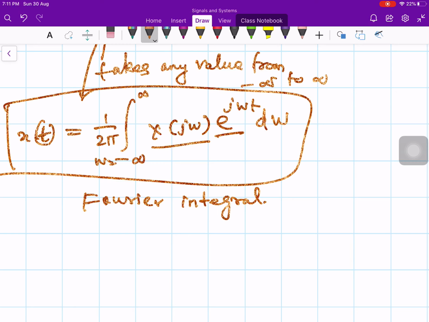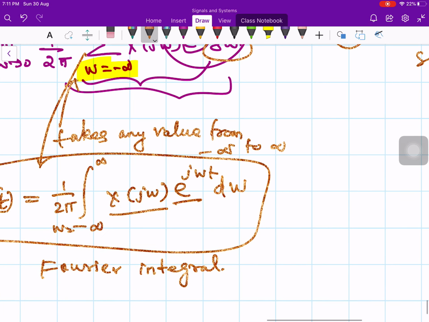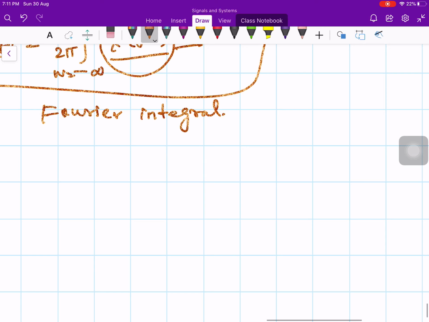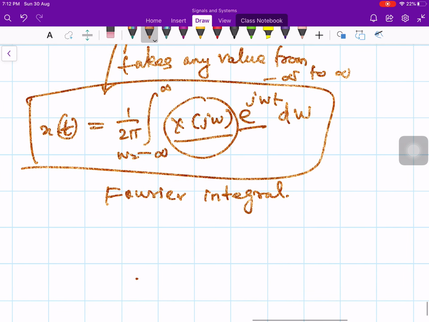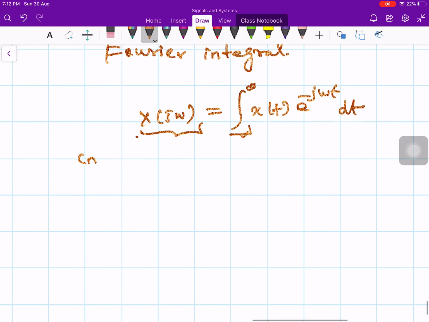Similarly, instead of calculating the Fourier coefficients like this, you can calculate the coefficient density x of j omega. Therefore, we have two formulas. One is the Fourier integral, and the other is the Fourier transform x of j omega. Instead of the Fourier series coefficient Cn, we are calculating x of j omega, which is the integral from minus infinity to plus infinity of x of t e to the minus j omega t dt. And this 2 pi arises because we are calculating the Fourier coefficient density in terms of frequency f rather than omega naught. So that is how it is conveniently defined.